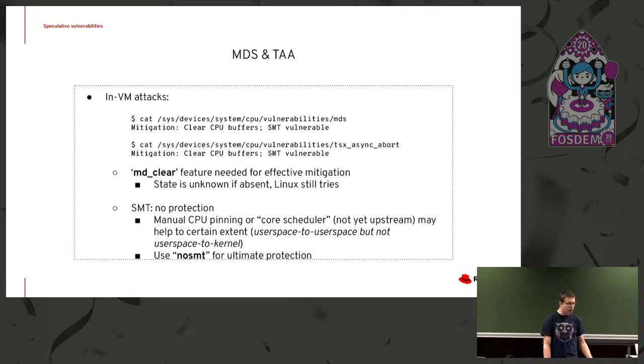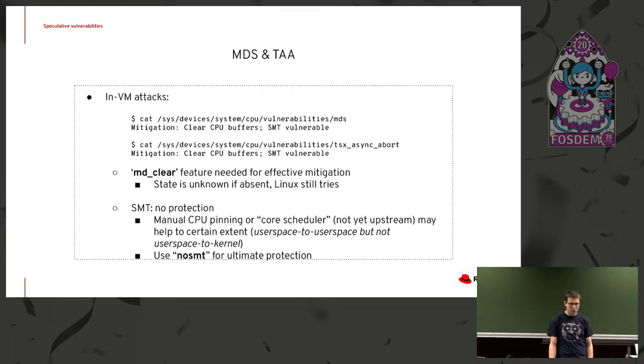But if it's not present, you cannot really tell for sure, because it may be the case that your cloud provider actually updated microcode, but just didn't expose this feature to you. And you can still use the mitigation by issuing the instruction on the CPU. And that's actually what Linux does. It tells you the state is unknown, but I will still try to issue the instruction just in case.